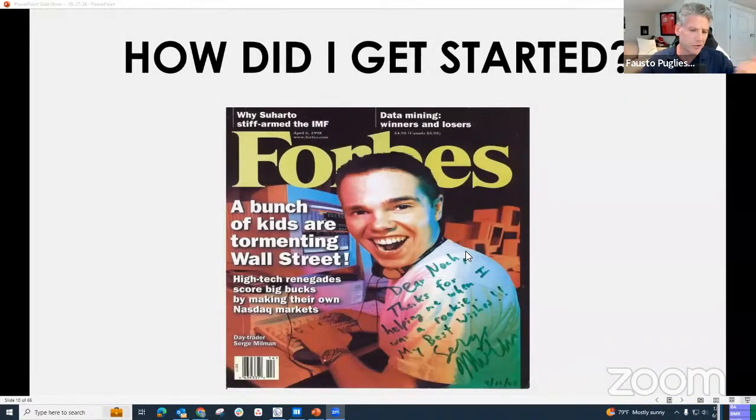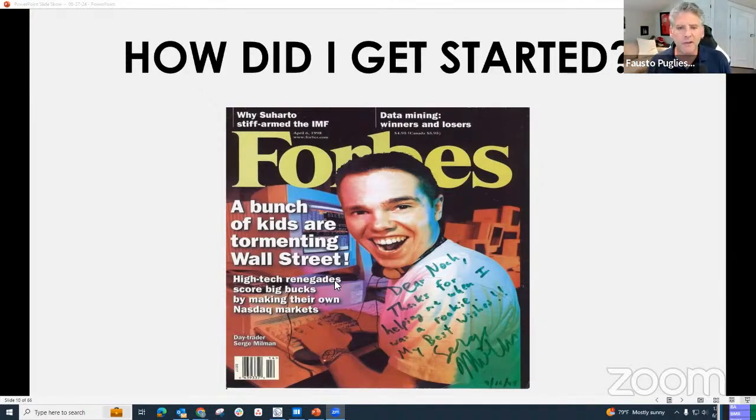Now, here's a picture of the Forbes magazine, a bunch of kids tormenting Wall Street. I was one of those kids right there. And you could see it was just a great article. This one was dated back in 98. I've been doing it since 95. But what's amazing about this picture? I want you to look directly in the monitor. We used to make money on a 15-inch monitor. Now people can't even make money with 10 monitors.